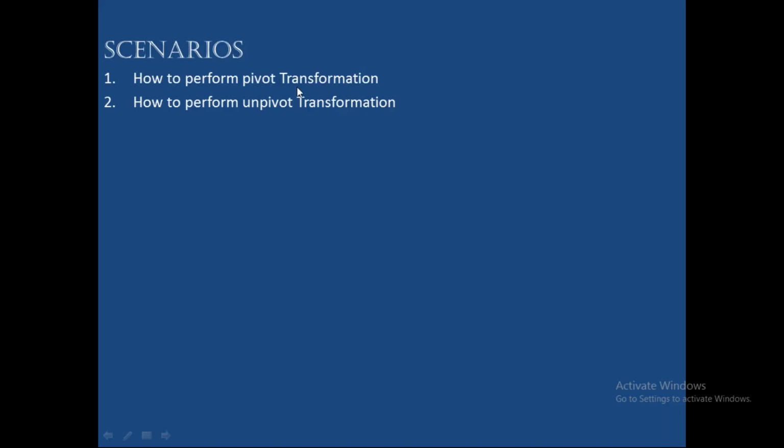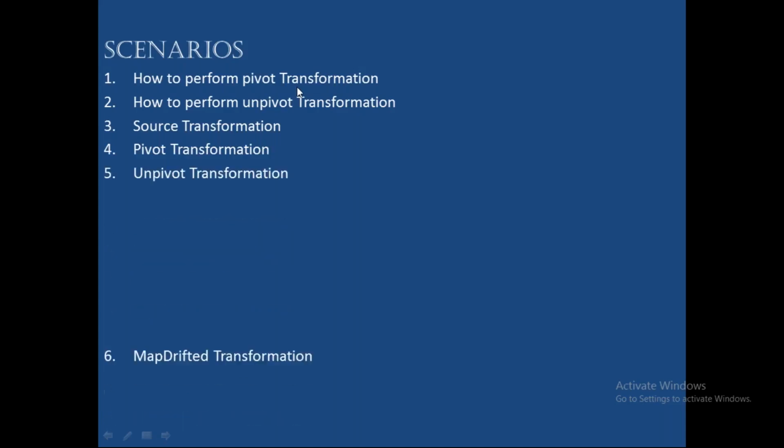In the same way, that exact information I want to roll back, that is nothing but unpivot transformation. To convert rows to columns, we are going to use a pivot. To convert columns to rows, we are going to use the unpivot transformation. Then in this session, we are going to see source transformation, pivot transformation, unpivot transformation, and the map drifted transformation.